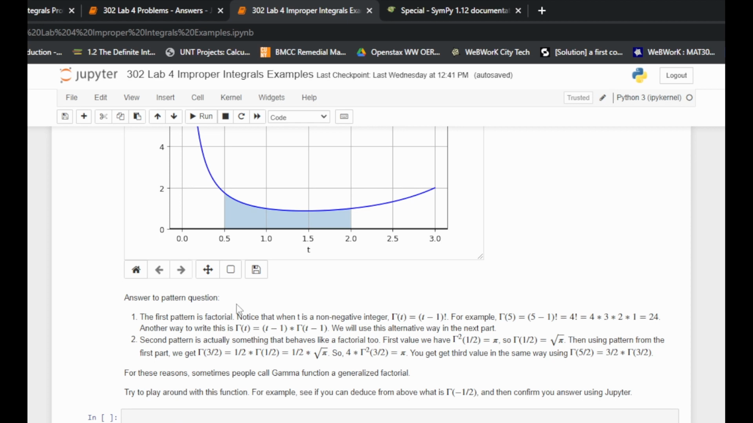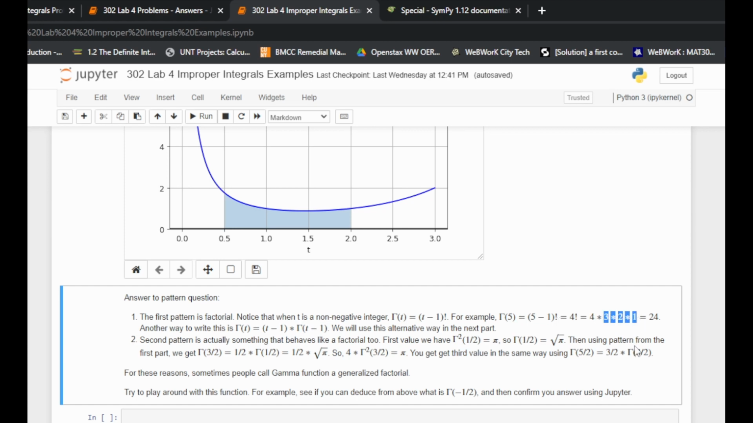Now, you should notice that there is another way to write the gamma function. Instead of writing it as t minus 1 factorial, I can write it as t minus 1 times gamma of t minus 1. So for example, gamma of 5 can be written as 4 times gamma of 4, because gamma of 4 will be 3 times 2 times 1. And this is a very nice recursive way of defining the gamma function. And I will use this to see something about my second sequence.